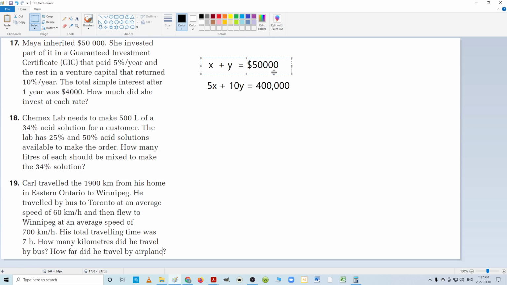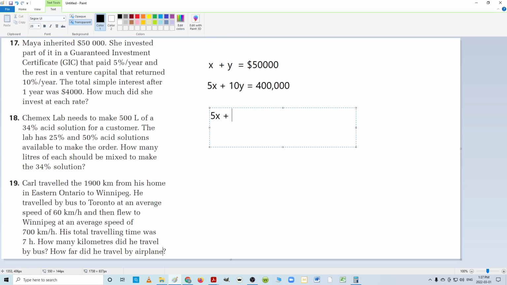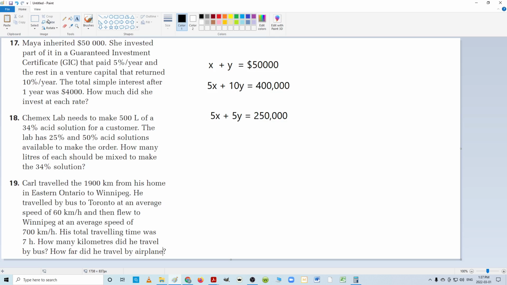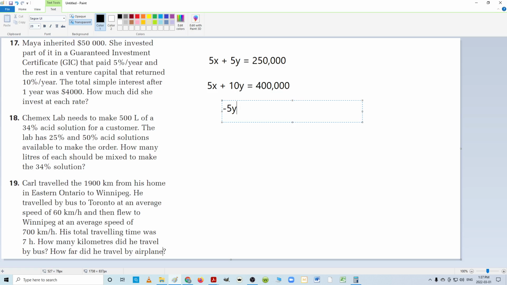Okay. I'm going to multiply the top by 5 so that my 5x's match. And 5 times 50,000 is 250,000. Get rid of the dollar signs for now. And now that they match, I subtract them. I get 5 minus 10y. I get minus 5y is equal to minus 150,000.